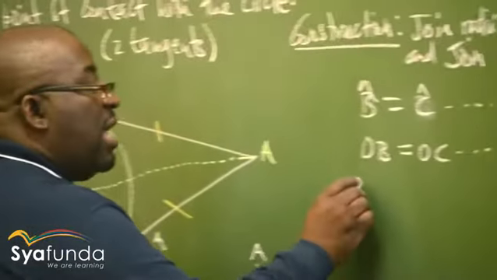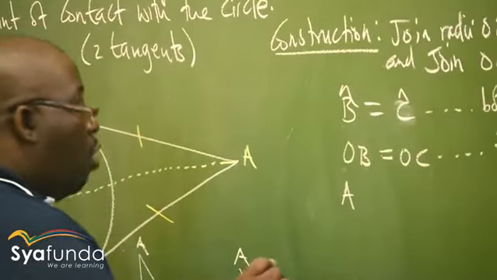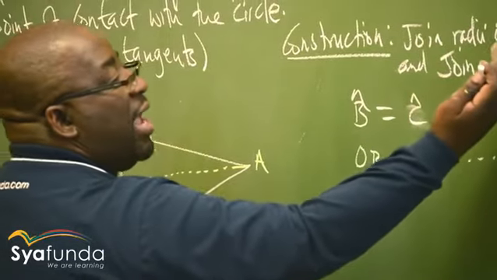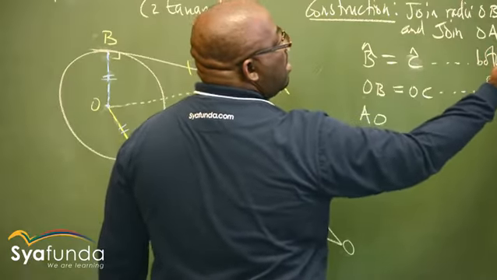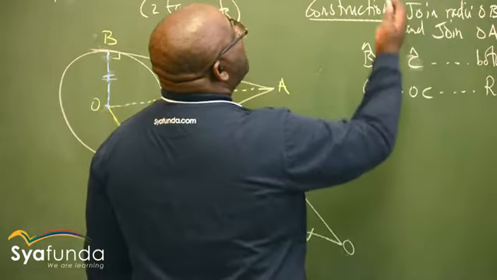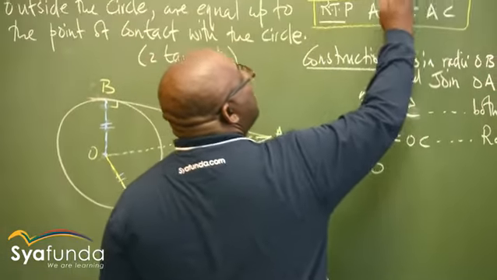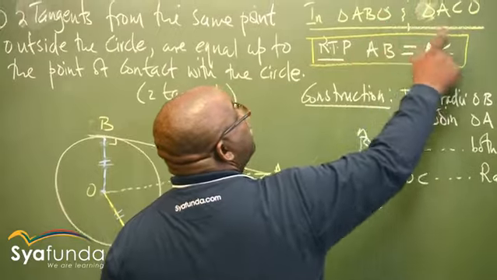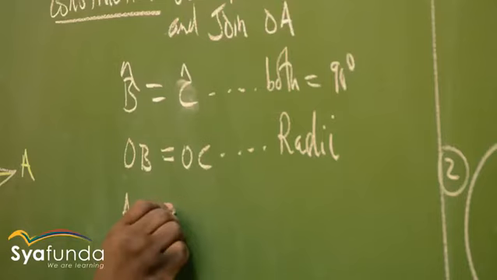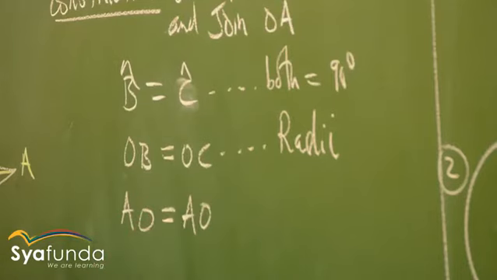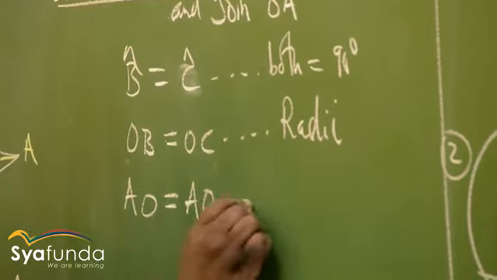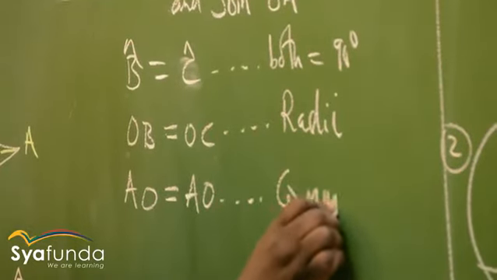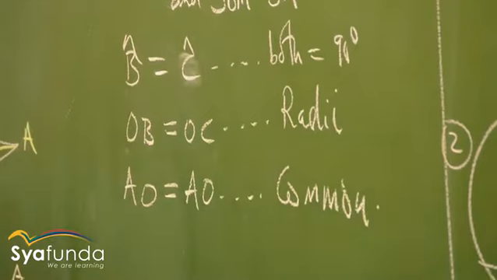So we can say that AO in this triangle, where is it? Where is my triangle? AO in this triangle is equal to AO in the other triangle. AO is equal to AO. So AO is the same as AO on the other triangle. Why are these two the same? They are common sides, common. Right, that does it.